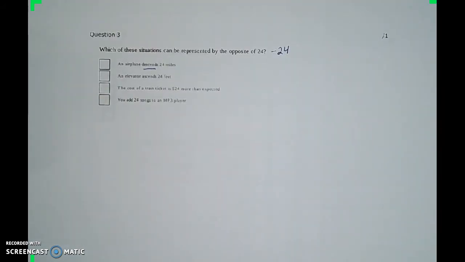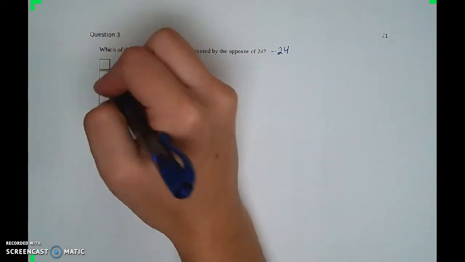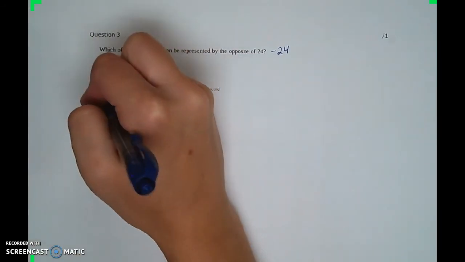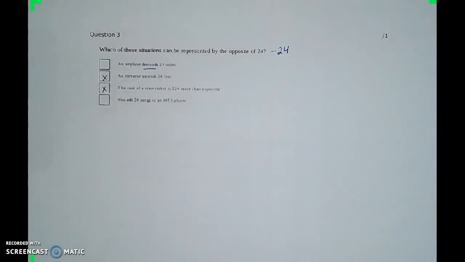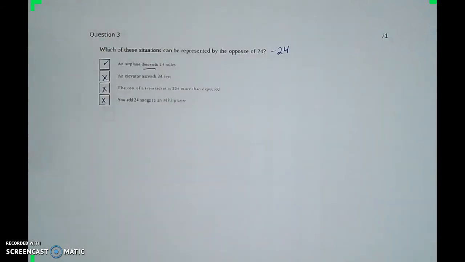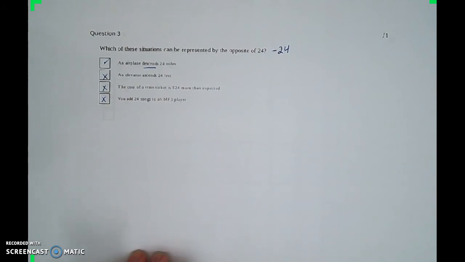Then we have an elevator ascends, which means to go up 24 feet. That one's not going to work. And then we have a train ticket costs $24 more than expected. That's not going to work because that's in addition. And then we have you add 24 songs. That's going up too. So that's the only one that's going down, or losing, or subtracting. So it's going to be the only option that will work for us.